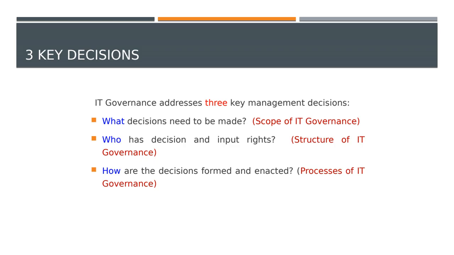Okay, IT governance should take care of three principles. What decisions need to be made, which is the IT governance scope. Who, which is the structure, meaning who's the manager, who's the CIO, who's the CEO, who's the Chief Information Security Officer. This is the who. How is the means, the process. So these are the three key decisions that IT governance should cover, and they should be mentioned in your framework.